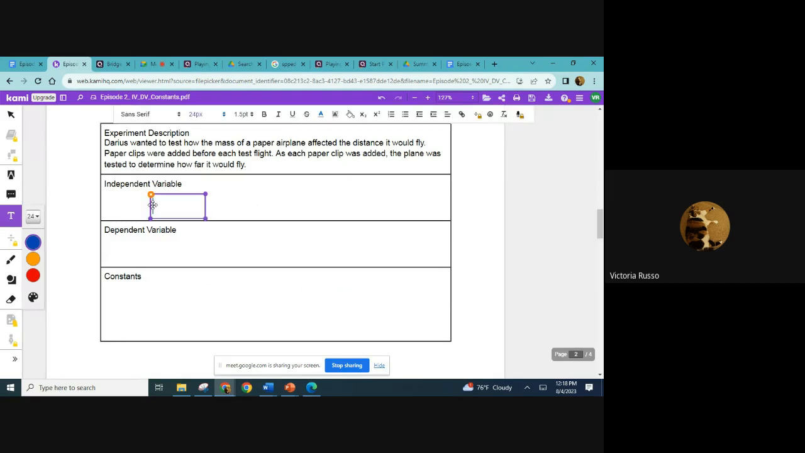So if you think about what the person is changing, what is the person setting up that they're changing? It's the mass of the paper airplane. You could say number of paper clips. I wouldn't necessarily think that's wrong, but they're changing the mass by adding paper clips. And what are they measuring? They are measuring how far the plane flies.